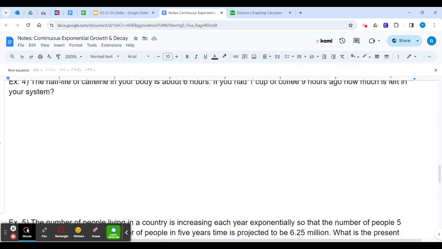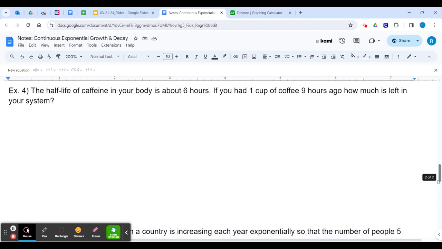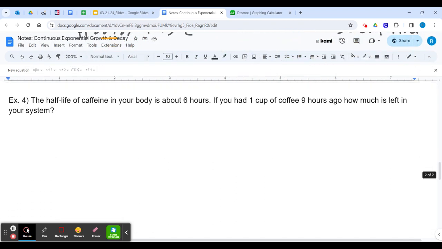All right, so example 4 and example 5 are going to ask us to run through that whole process, but without giving those scaffolding steps. So we have the half-life of caffeine in our body is about 6 hours. If we had 1 cup of coffee 9 hours ago, how much is left in our system? So we're going to have to go through that whole thing where we find the rate, we write the formula, and then we plug in what we're looking for.